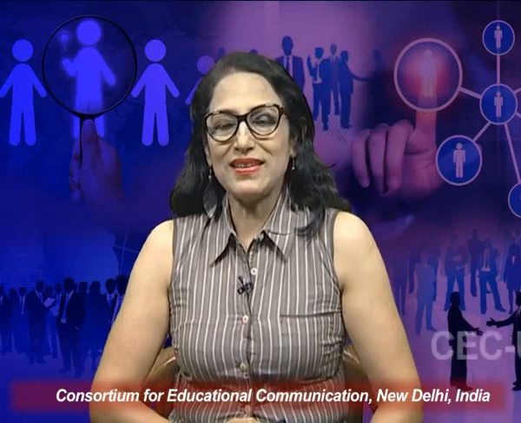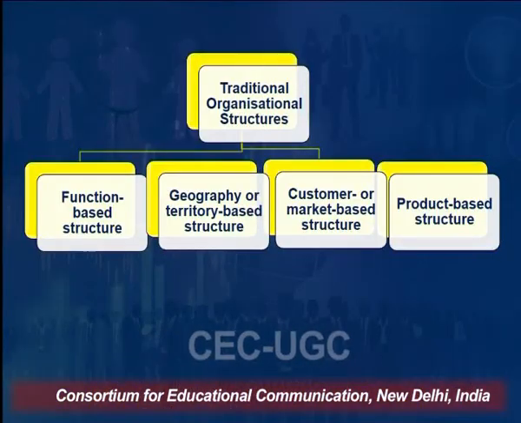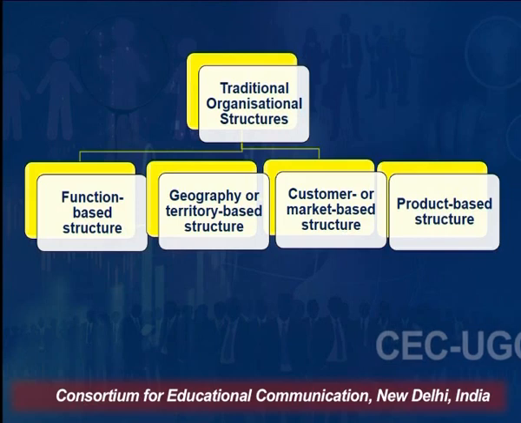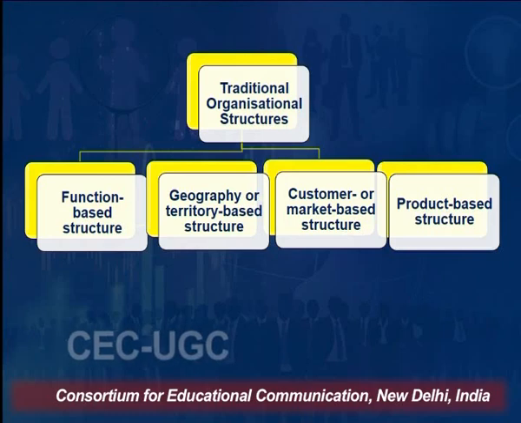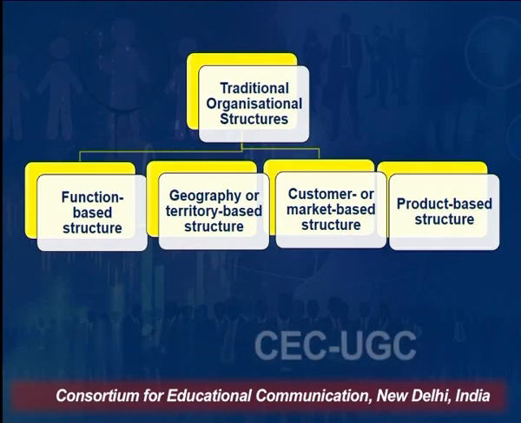Okay, so let's think about what types of traditional business structures we have. Can you think about it? We have primarily 4 types of organizational structures which fall under the traditional one, right? The first one is function based structure. The second one is geographical or territory based structure. The third one is customer or market based structure, and the last one is product based structure. Alright, so we have 4 structures. Let's take them one by one.